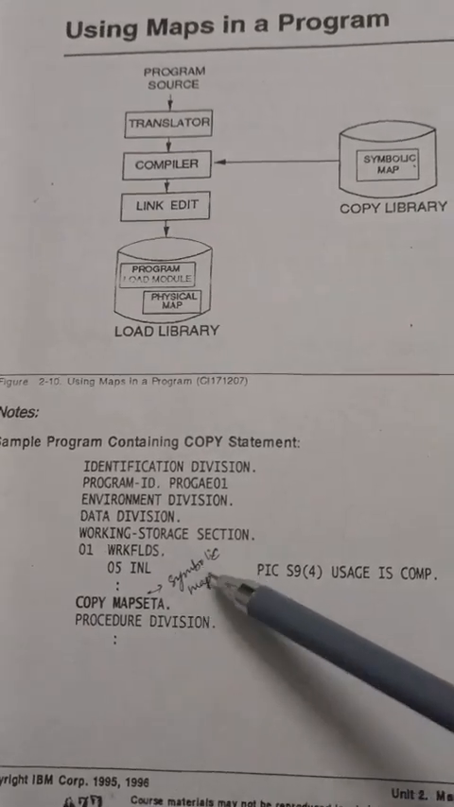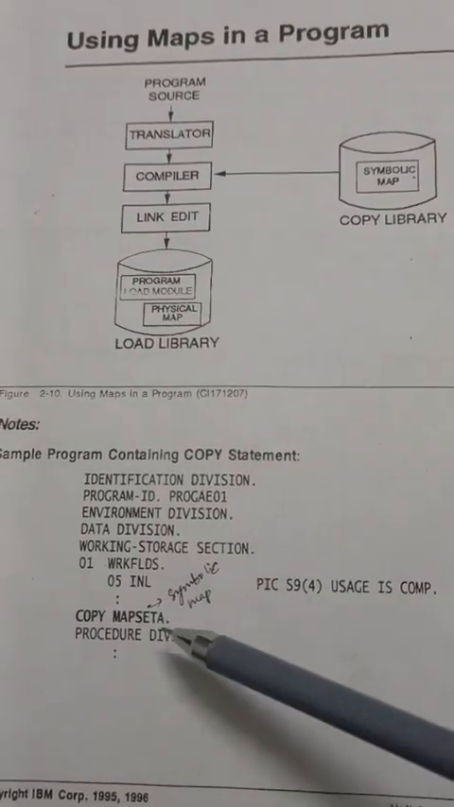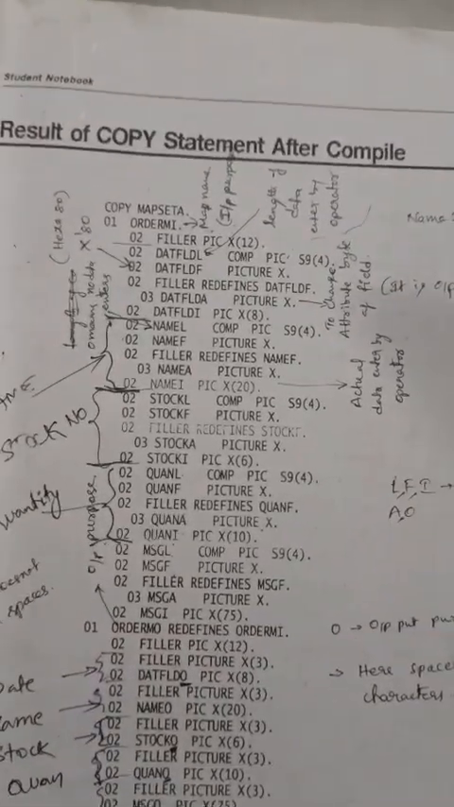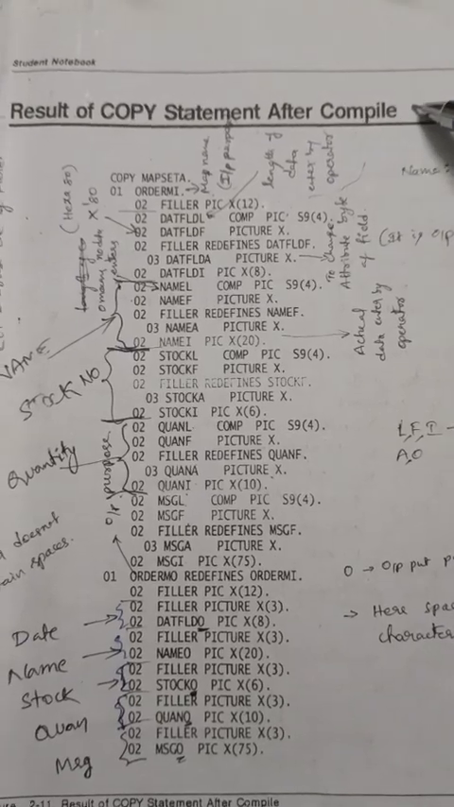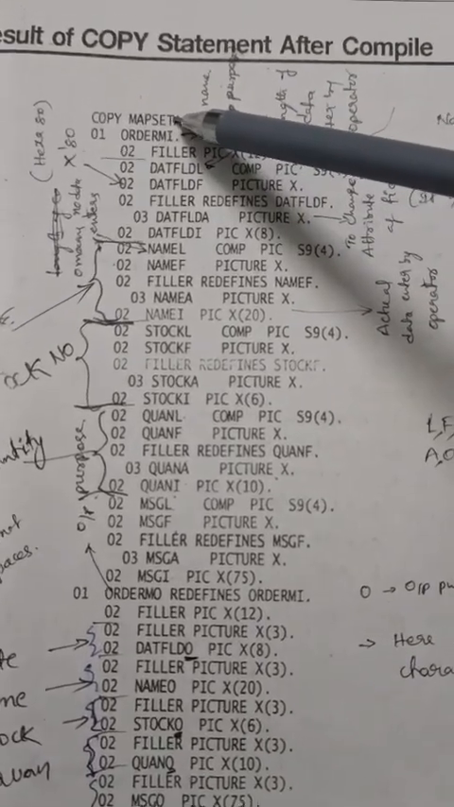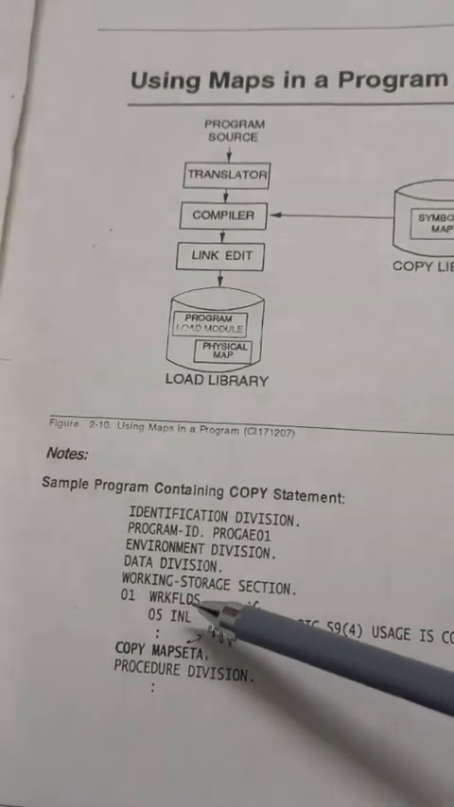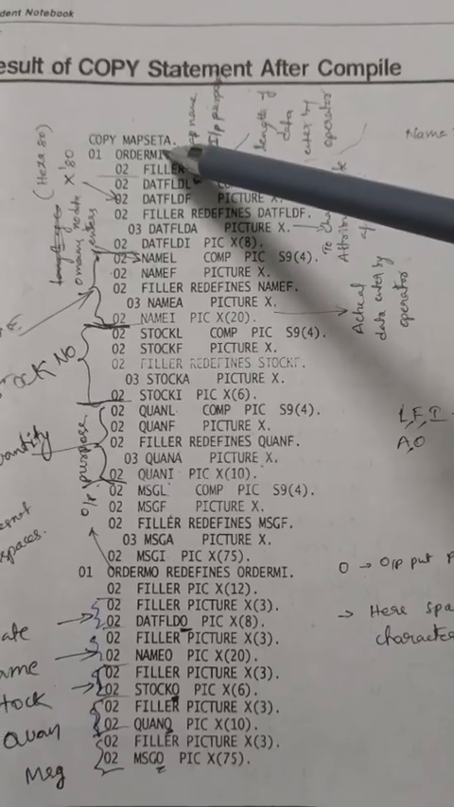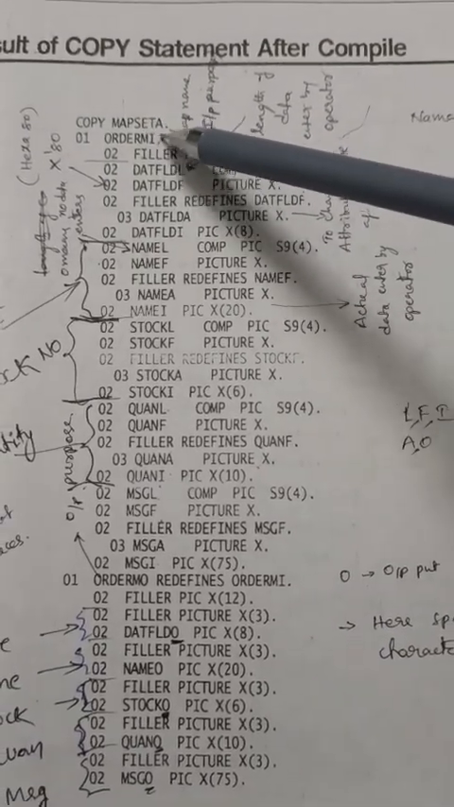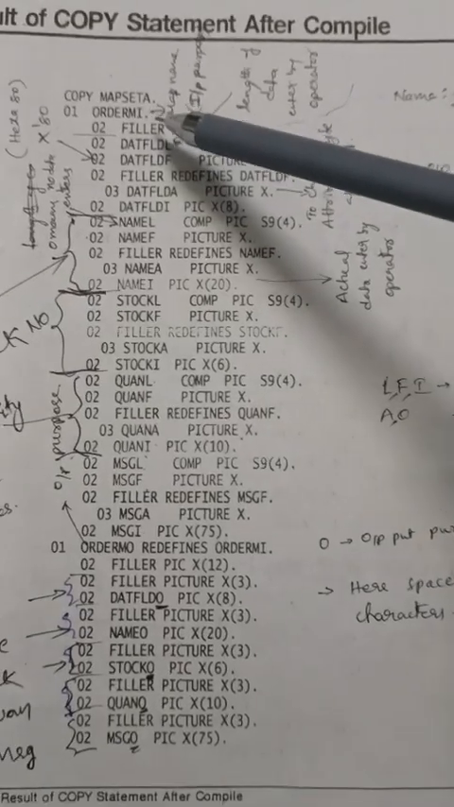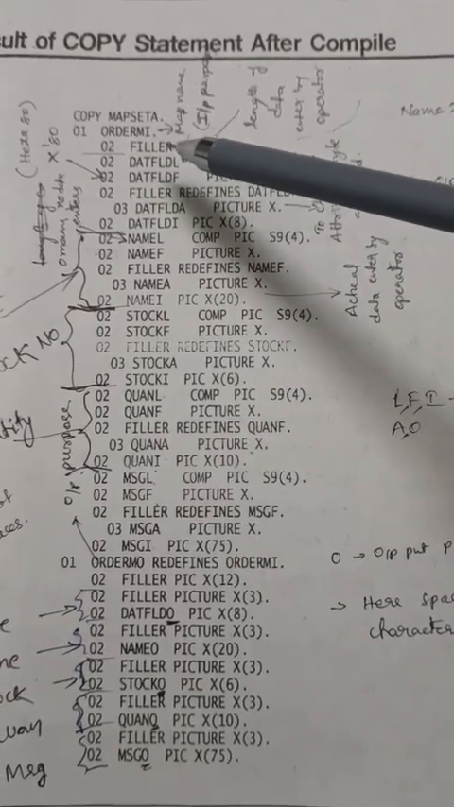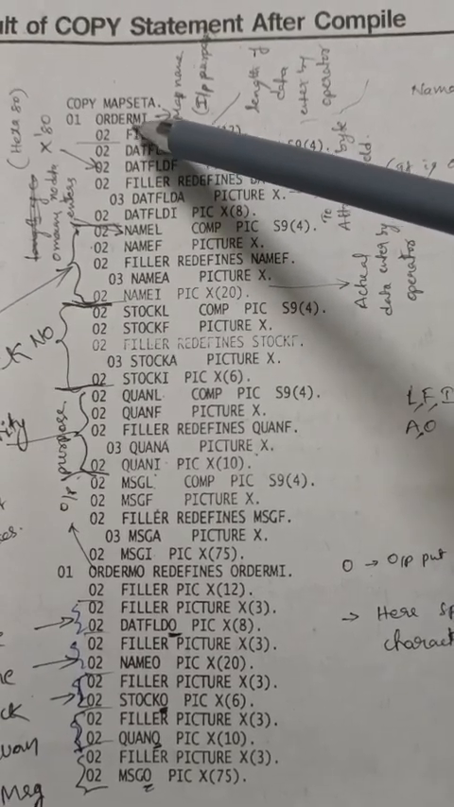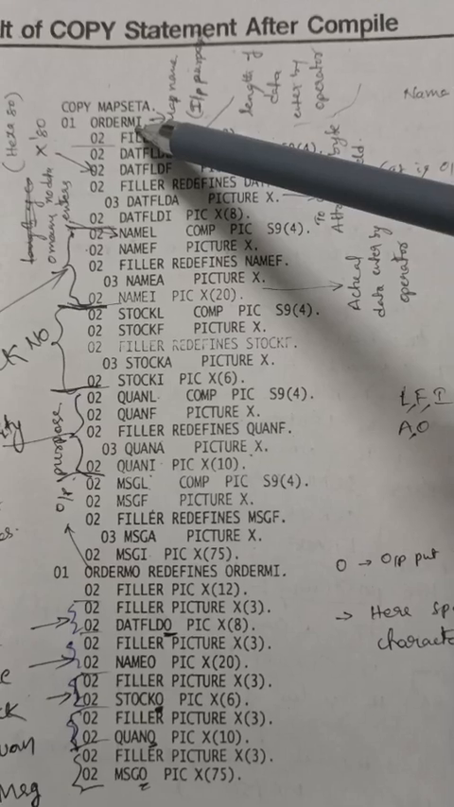And next is the procedure division. Once the compiler generates the extra copy view, we can see how it is expanded after compilation. This is the result of the copy statement after compilation. I coded COPY map set A in the working storage section, and this is the extraction after compilation. See here the copy map set name, and it will generate fields for each map. This is the first map, and this is the map name, Order.